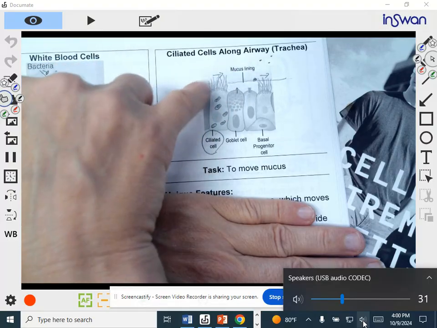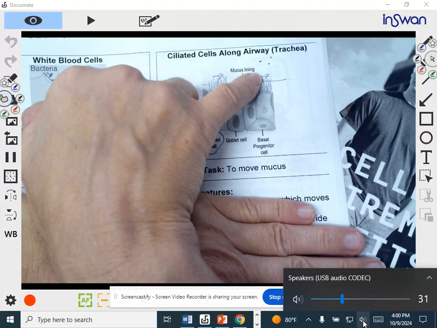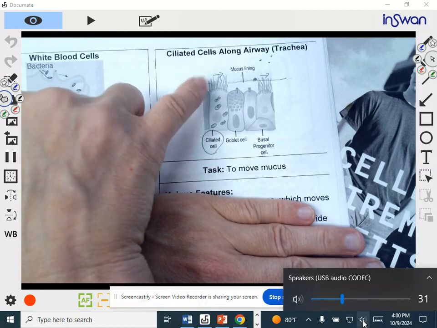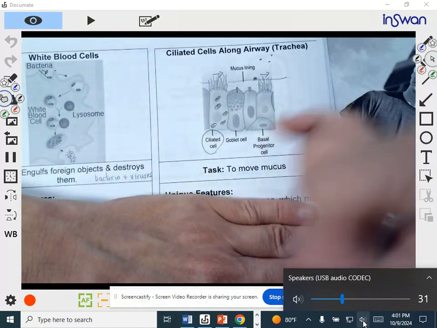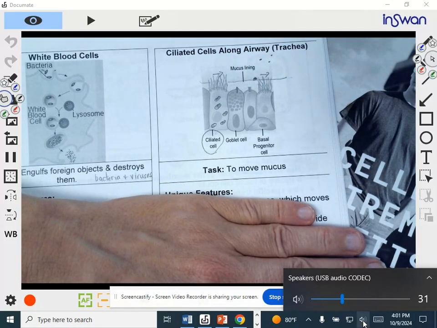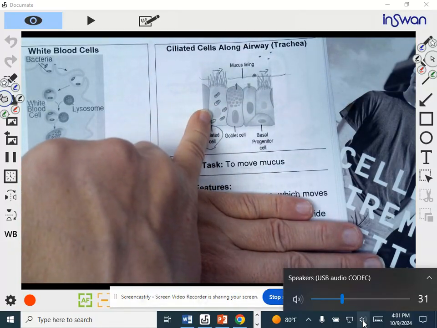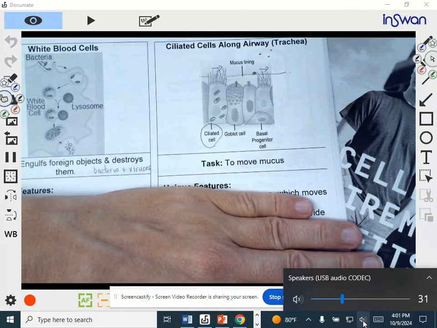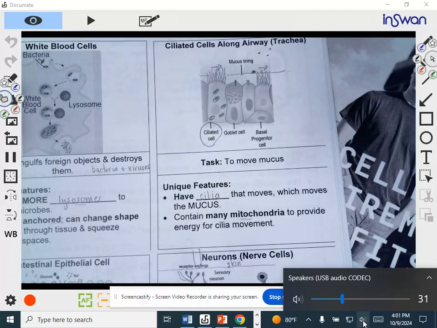those things need a way to get out of your lungs. So you make a bunch of protein mucus that will stick to the particles, and it's the job of these cells to move the mucus. So the cilia can move, and that's going to make that mucus and those particles that are trapped in it move up and out of your lungs. So some features that this cell that lines your airways would have is it has cilia. Those cilia will move, and that can move that mucus.